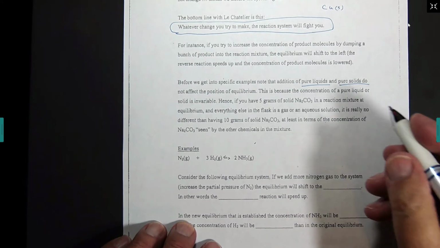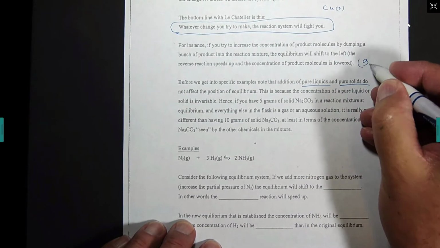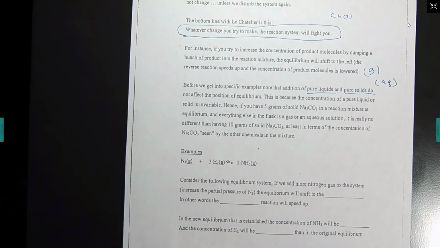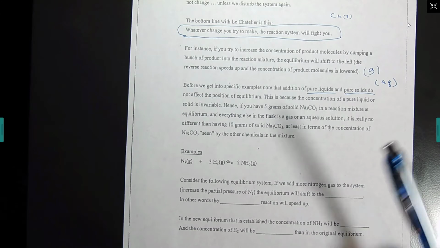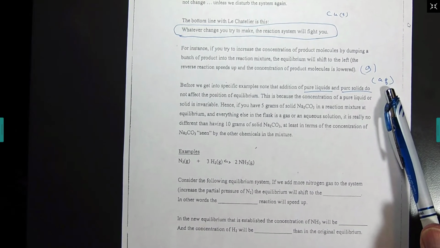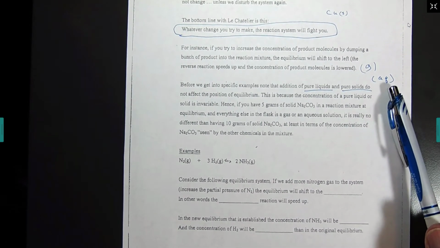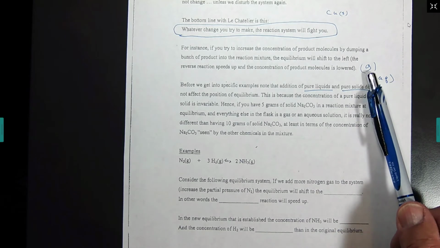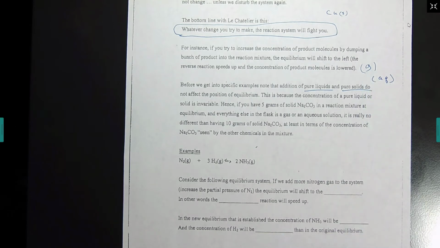However, anything that's a gas or anything that is aqueous matters. So if you increase the concentration of an aqueous material, that's going to shift the equilibrium to either the right or the left. You increase the concentration of a gaseous material, that will shift the equilibrium to the right or the left.